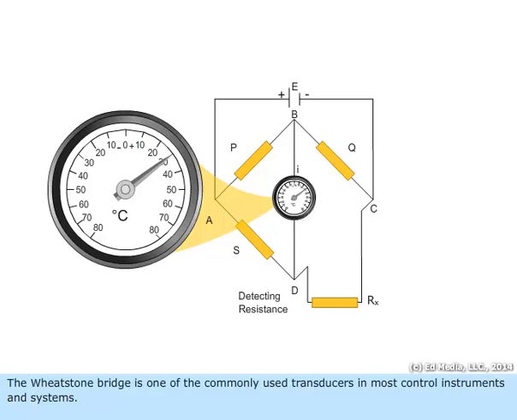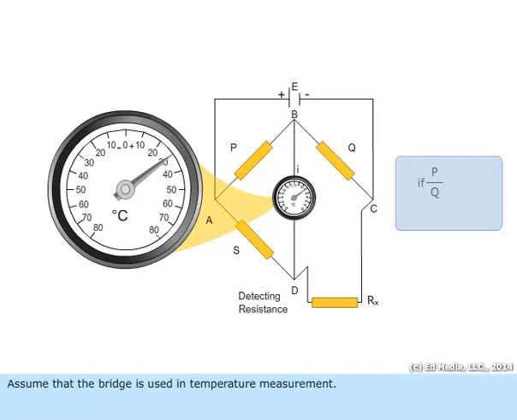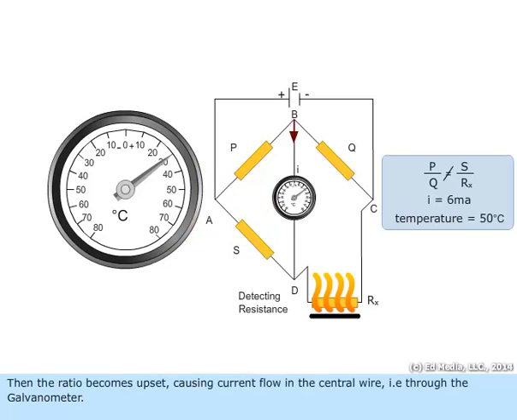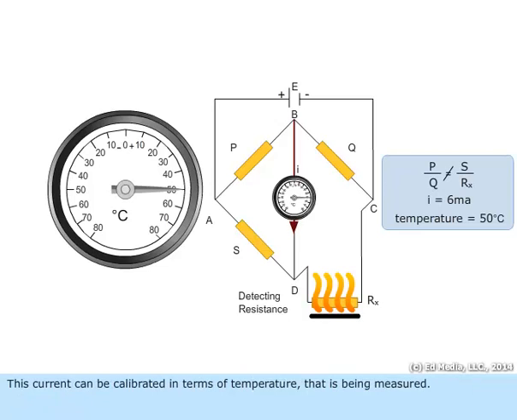The Wheatstone bridge is one of the commonly used transducers in most control instruments and systems. Assume that the bridge is used in temperature measurement. Rx is placed in the spot whose temperature has to be measured. Rx may vary when the spot temperature varies. Then, the ratio becomes upset, causing current flow in the central wire, that is, through the galvanometer. This current can be calibrated in terms of temperature that's being measured.